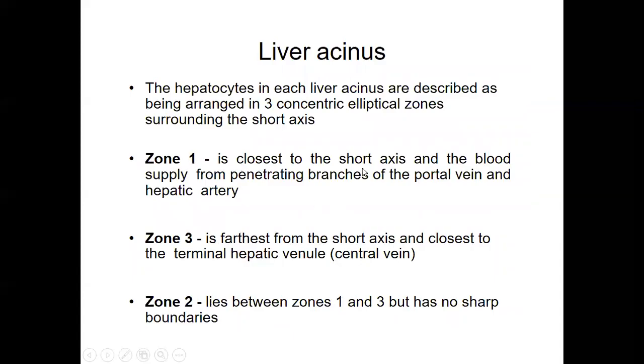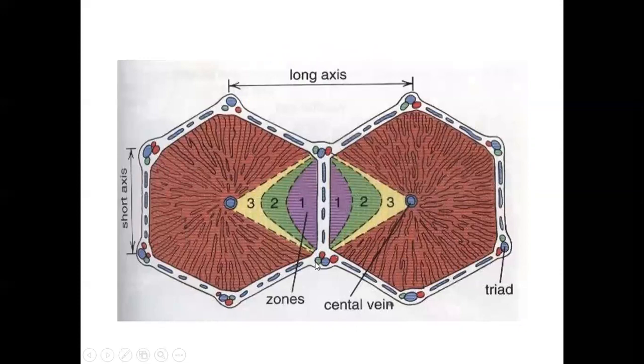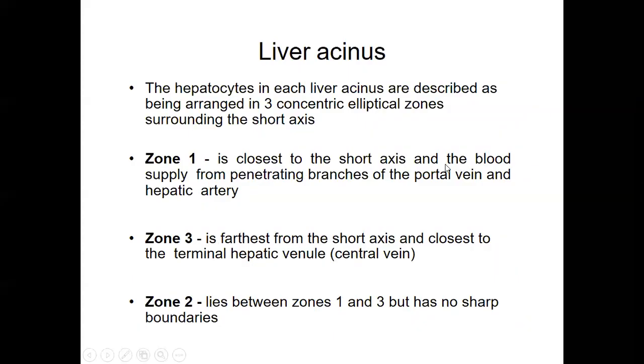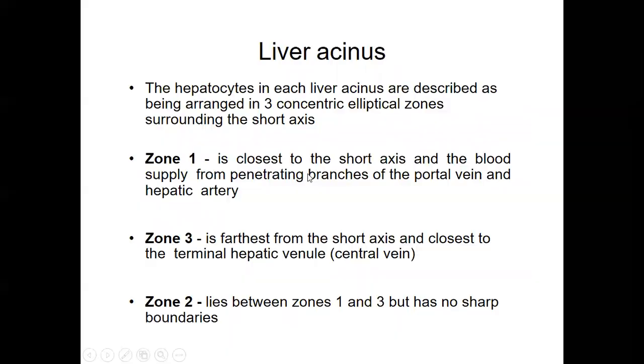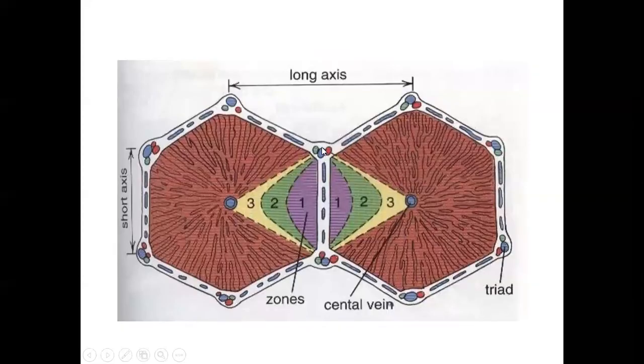Zone number one is closest to the short axis, and the blood supply is from the penetrating branches of the portal vein and the hepatic artery. Zone number one here is closest to the short axis. Because at the portal triad here, we have the portal vein and also the hepatic artery, it gets its blood supply from the portal triad here, because it is closest to the short axis.